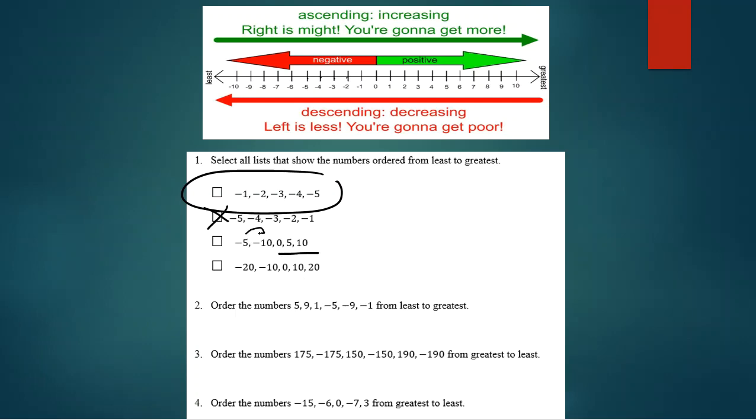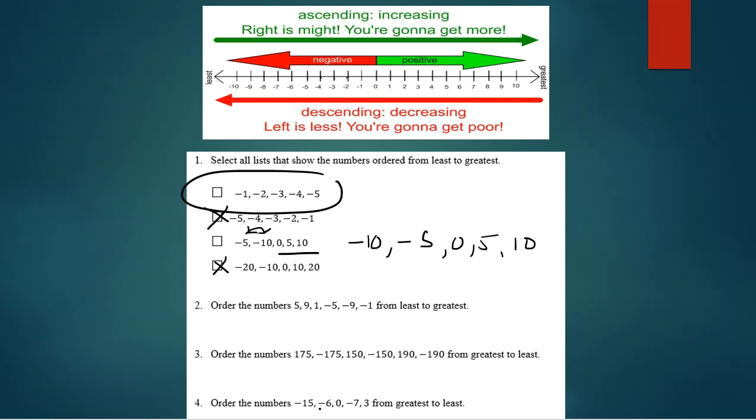But if we're going from least to greatest, we would have to swap these two around because negative 10 is of less value than negative 5. So the list would have to look like this. Okay, and as we look at this one right here, this one is from least to greatest.